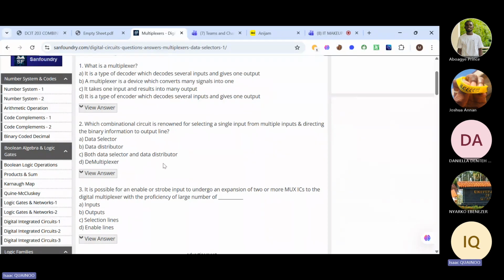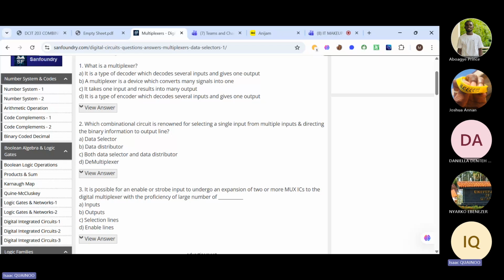So question 2, which combinational circuit is renowned for selecting a single input from many inputs and directing the binary information to output line? A. Data selector. B. Data distributor. C. Both data selector and data distributor. And D. Demultiplexer. Data selector. The answer is A. All right, so we have A as the correct answer, which is data selector.